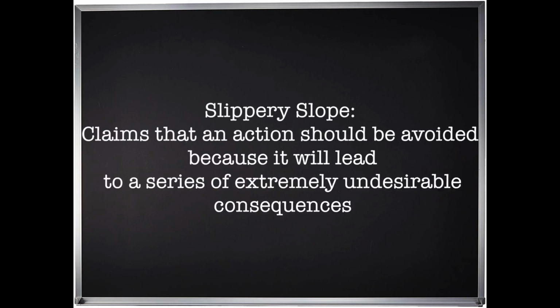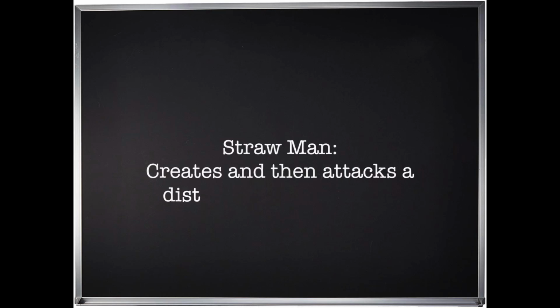This fallacy claims that an action should be avoided because it will lead to a series of extremely undesirable consequences. For example, what seems like reasonable restrictions on guns with no legitimate civilian purpose will lead inevitably to total prohibition of gun ownership that ends in virtual slavery at the hands of a totalitarian regime. Sorry, I couldn't even get through that one. It's too funny. Number 10.